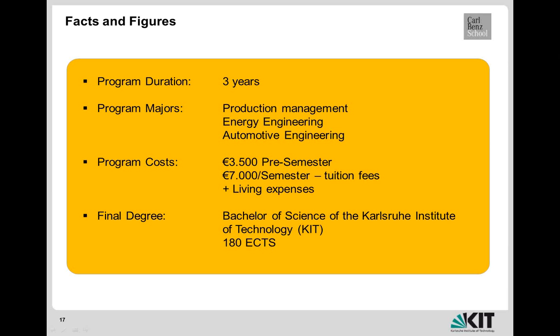For the program costs, the entry exam or the preparation course costs about 3,500 euros. The tuition fee is about 7,000 euros per semester plus living expenses. We suggest for one semester around 4,000 to 5,000 euros, then everything, health insurance, living, accommodation would be covered. And the final degree will be a Bachelor of Science from Karlsruhe Institute of Technology, KIT, 100 ECTS, European credits.